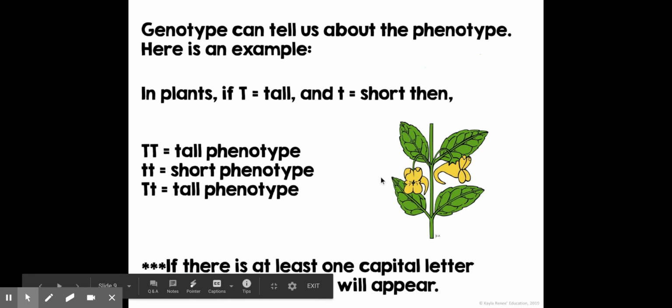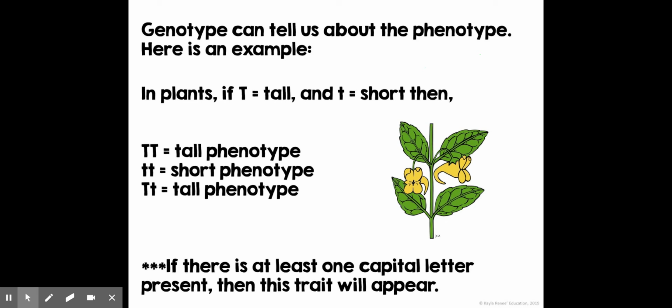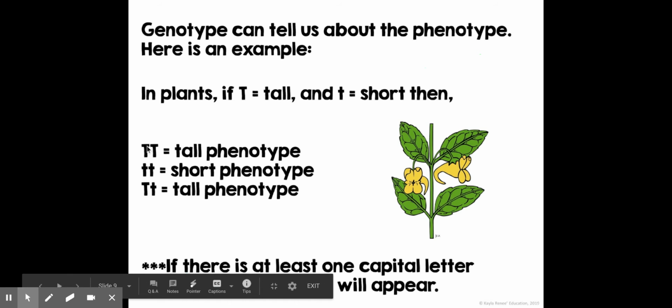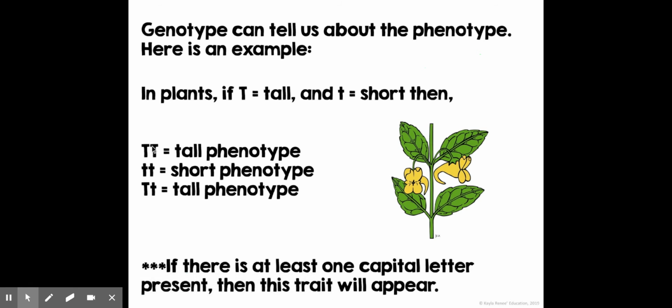Now we can talk about genotype and phenotype and how they represent for us. The genotype can directly tell us about the phenotype. So here's an example in plants. Capital T is tall, so dominant, and lowercase t is for short, which is recessive. If I have a homozygous pair of capital T's, so two dominant T's, I'm going to have a tall phenotype. So if my genotype is two dominants, my phenotype is the dominant trait, which is tall.